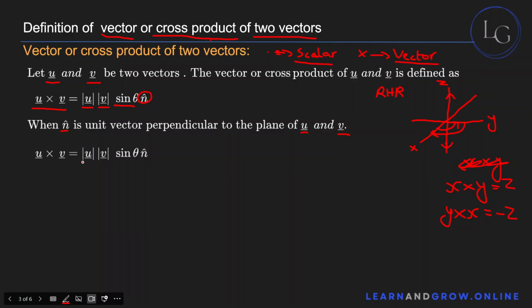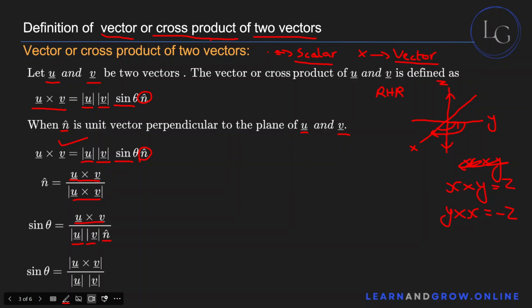So u cross v is equal to the magnitude of u multiplied with the magnitude of v, sine theta, where theta is the angle between u and v, into this n, which is the unit vector perpendicular to the plane of u and v, right? Now n can be found by taking the cross product of u and v over the magnitude of the cross product of u and v, right? So sine theta you can just find by u cross v over the magnitude of u into the magnitude of v into this vector n.